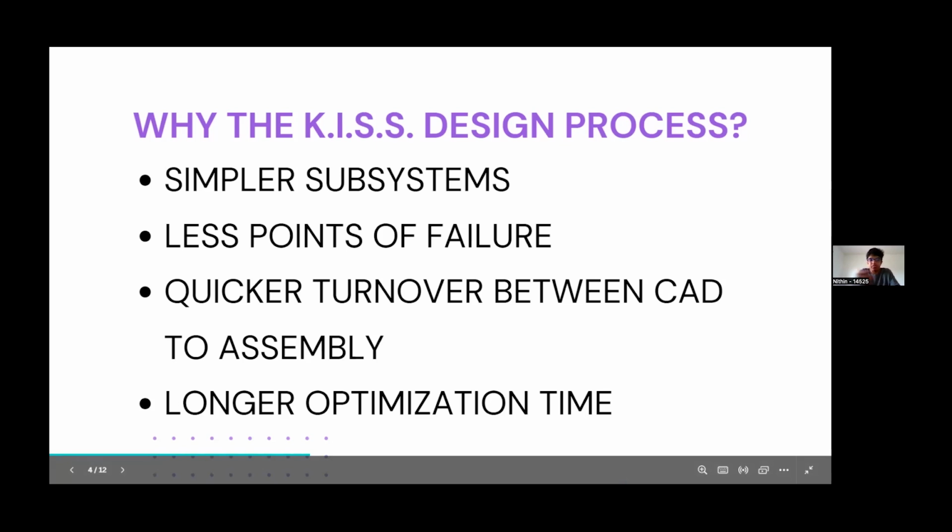This goes along with my last point, because if your robot is built faster and finalized, that gives your programming team more time to optimize and make your simpler design even better using programming. So this is just why we would use the KISS design process. I'll go more into this as I talk about our examples.